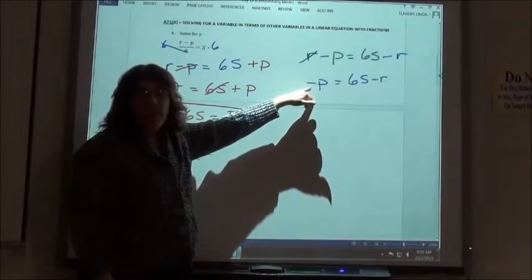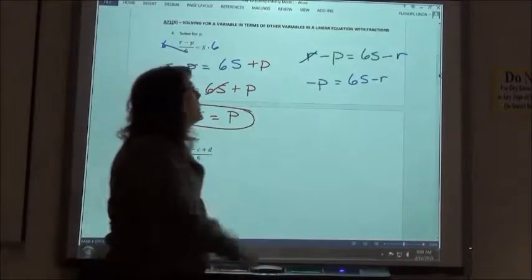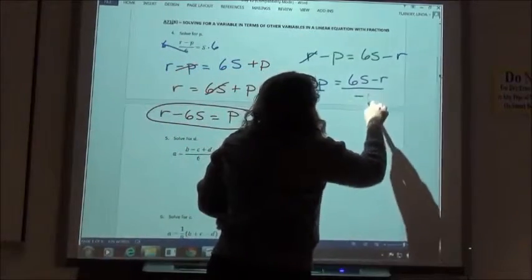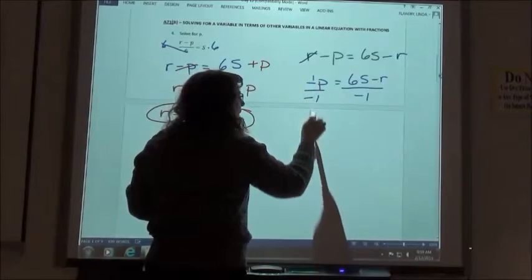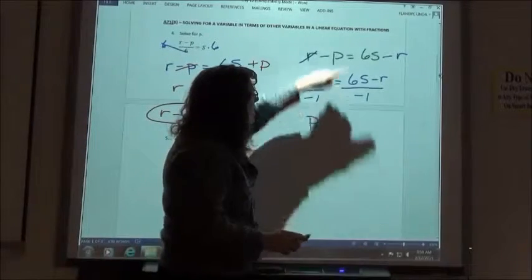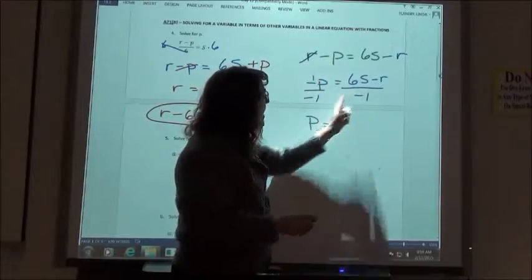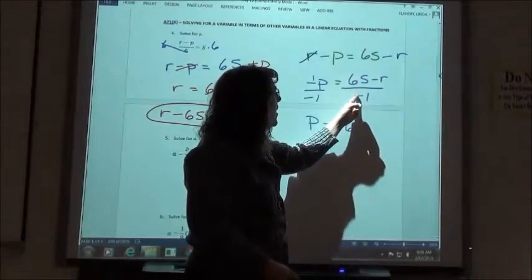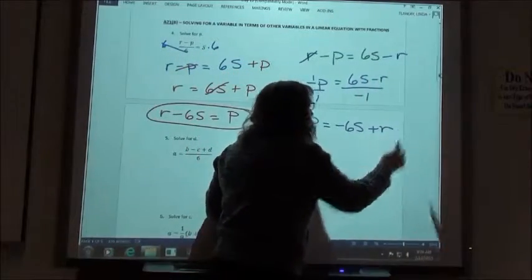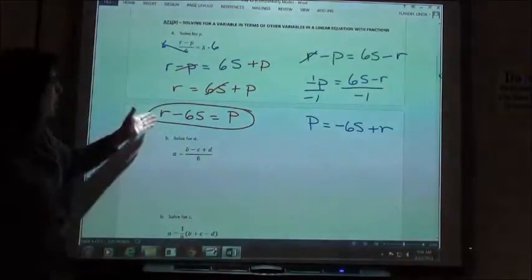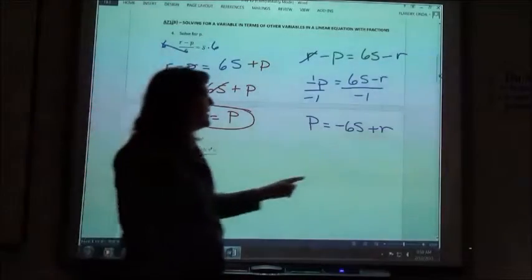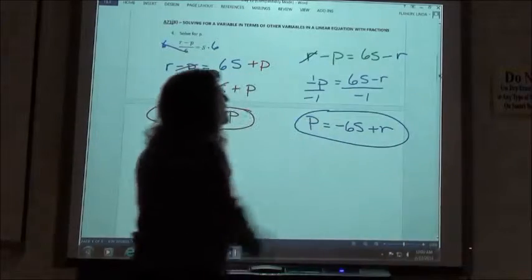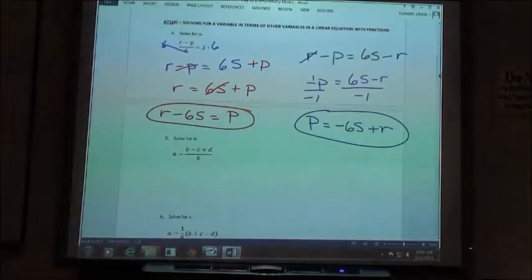I then have to worry about getting rid of that negative sign. We have to remember that means negative 1P, so what we're doing is dividing by negative 1. Negative divided by a negative makes that a positive. A positive divided by a negative makes that negative 6S. Negative divided by a negative makes that a positive R. And you can see R minus 6S and negative 6S plus R, those are the same answers, just 2 different ways again of doing it.